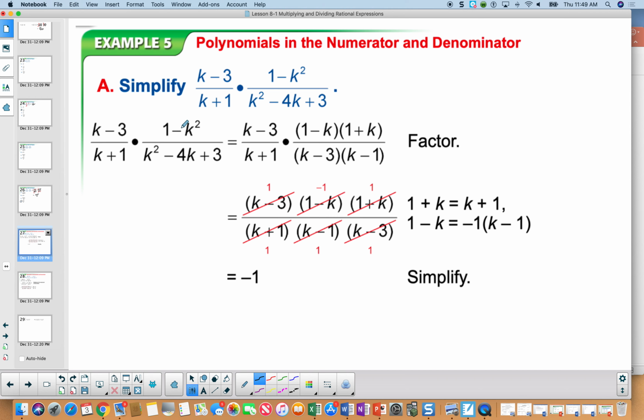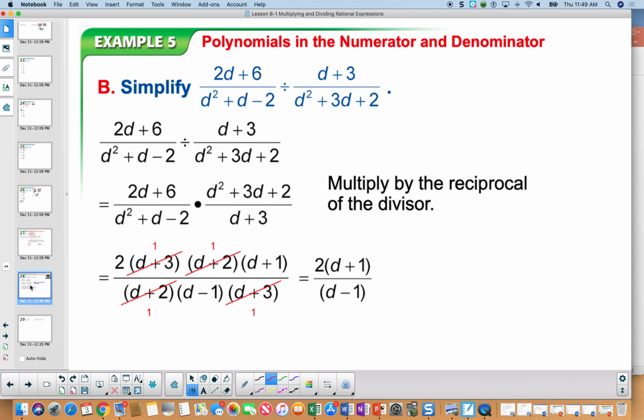monomials. Okay, in this case, I want to factor this, and so that's what this becomes. And I do also want to factor this part, and that's what this becomes. Once everything is factored, then we can go ahead and start reducing. And it looks like this term and this term right here are going to be reduced to -1. So there's going to be a -1 behind. And so the answer is -1.